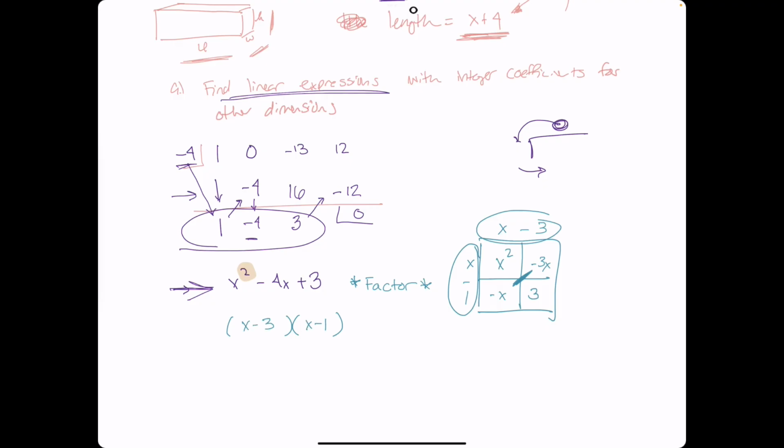So now I have all of my factors, including what I originally divided by. So my volume, which was x to the third minus 13x plus 12, came from the length, x plus 4, times the width and the height, x minus 3, x minus 1. There's your three factors. Your length, your width, your height. Making a little bit more sense, I hope?